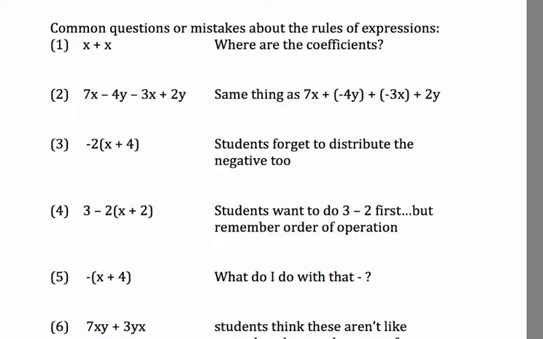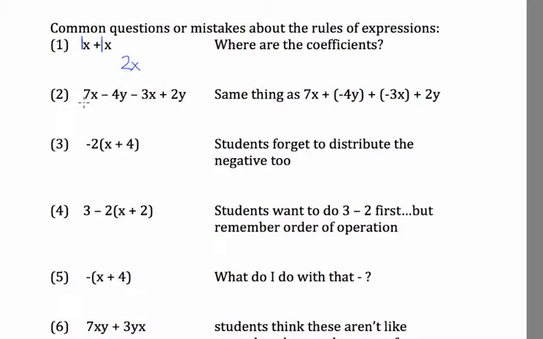Number one, x plus x. What happens here? Where are the coefficients? How do I know what to add? Whenever you have an x by itself or a negative x by itself, there's a 1 in front of it. Now that does not mean that x is 1, just that there is one of the x's. So 1x plus 1x would be 2x.